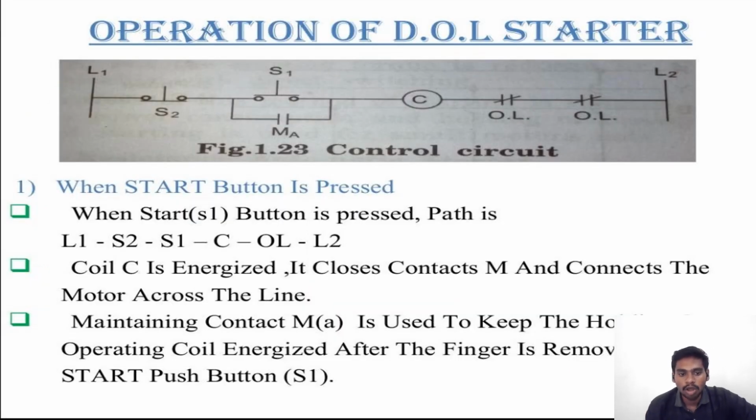Next one is the operation of the DOL starter. When the start button is pressed, the supply will go to the coil and to the motor. When the C coil is energized, it closes the contacts of M, so the supply goes that way, and M connects the motor across the line. The operating coil remains energized after the finger is removed from the start push button. The supply will be going to the operating coil and to the motor.